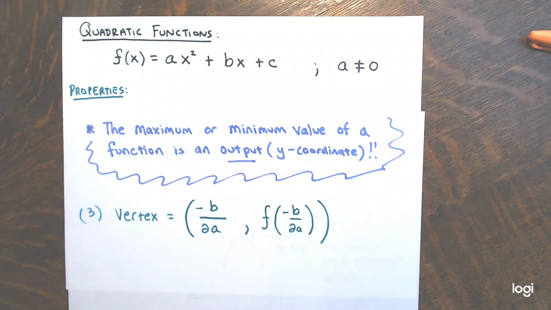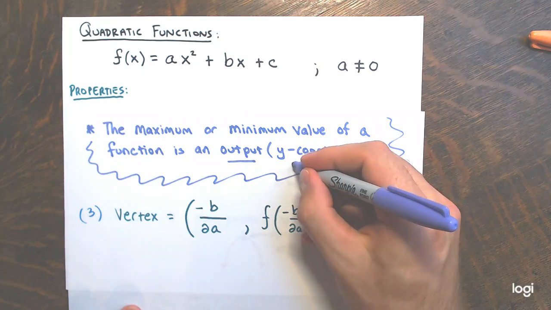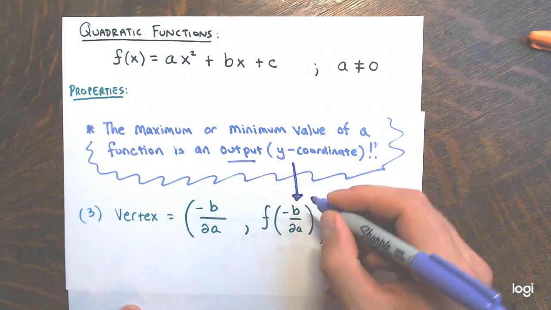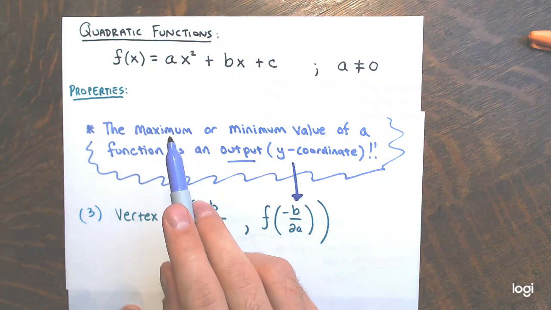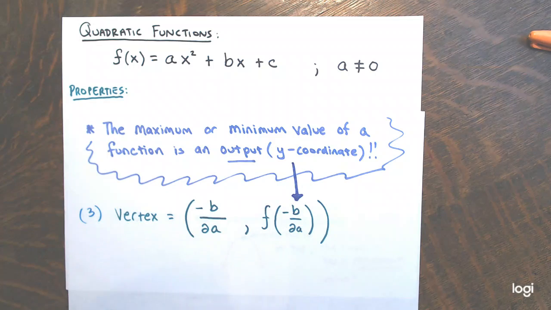And as I mentioned up top here, this y coordinate, what the value of f is at negative b over 2a, is going to be either the maximum or minimum value of the function, depending on whether the parabola is opening up or down. And that's really all we need to know here to get into the following examples.